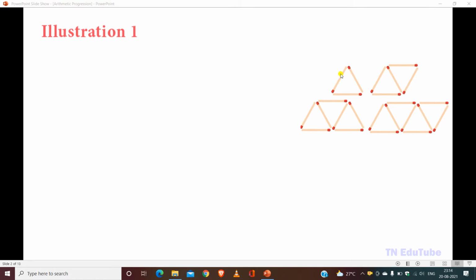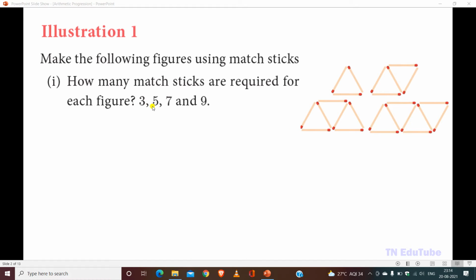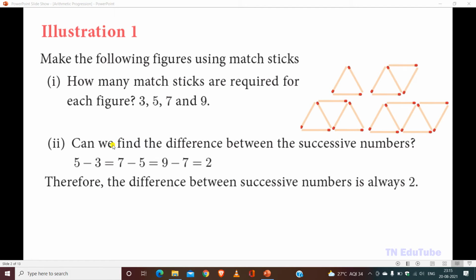So here it is 3, here it is 5, here it is 7, isn't it? 3, 5, 7, and here it is 9. So in these matchsticks, how many matchsticks are required for each figure? 2 more, isn't it? So the first one is 3, then 5, 7 and 9.